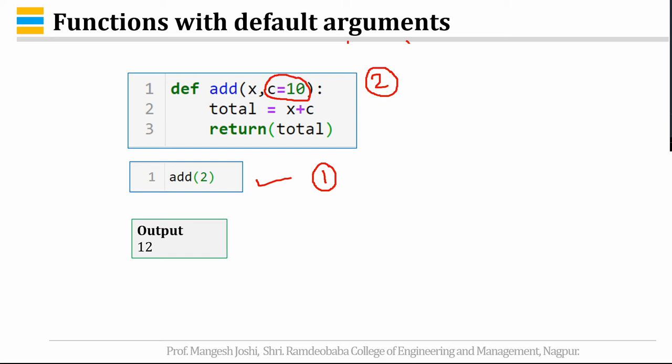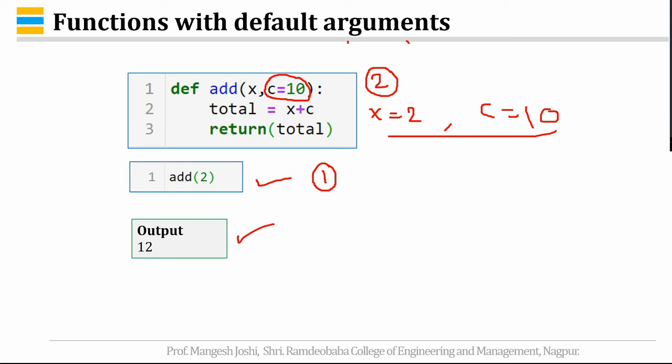What is the meaning of this? This 2 will be passed to x, which means in this case x will be equal to 2. And c is by default given the value of 10. So it is returning the output 2 plus 10, which is equal to 12. So this is called a default argument. You can have any value as a default argument.